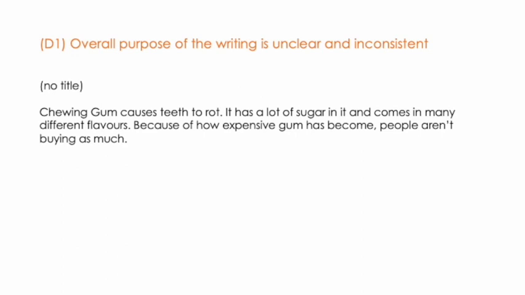Sometimes our writing can read just like this. It feels a little bit all over the place, and one sentence seems to contradict or counteract the other. When this happens, you're likely to see D1 notes on your writing. You can resolve this by trying to think about how the information that you're putting forward connects and making sure it's clear and consistent throughout.